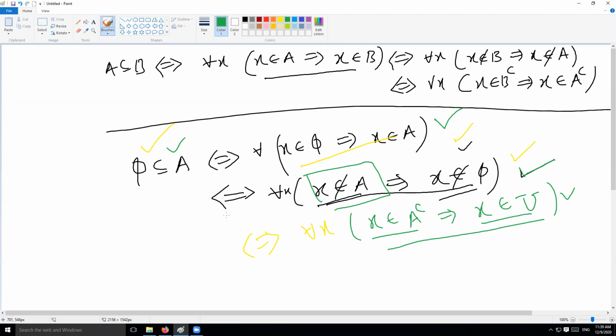The statement that phi is a subset of A is a very trivial kind of object, but it's good that we think logically about why this is true. The logic helps you make sense of it. Otherwise, you're going to have speculations.